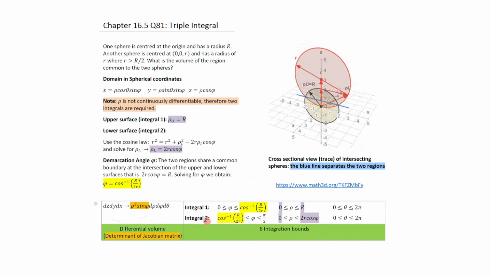Integral 2 is basically going to be the lower branch that's below the blue line. The bounds on phi are cosine inverse capital R over 2r as the lower bound and pi over 2 as the upper. Rho will be between 0 and 2r cos phi, and theta extends from 0 to 2 pi. So this is more or less the setup for the problem, and in the next slide we just have to do the necessary substitutions into the triple integrals, and then we can solve the problem.